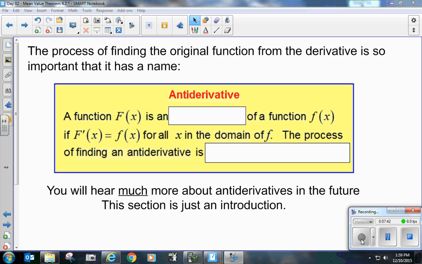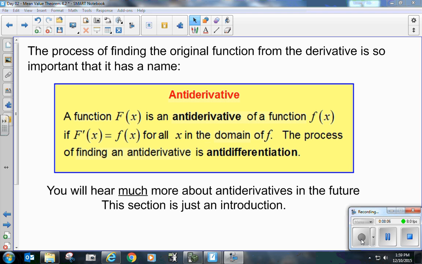Now the function capital F of x is an antiderivative of the function lowercase f of x. Notice one is capital and one is not. If the derivative of the function F is equal to f of x for all x in the domain of f, the process of finding the antiderivative is anti-differentiation. I have told you guys, finding derivatives is called differentiation, so finding antiderivatives is called anti-differentiation. You will hear much more about antiderivatives in the future. This section is just an intro.